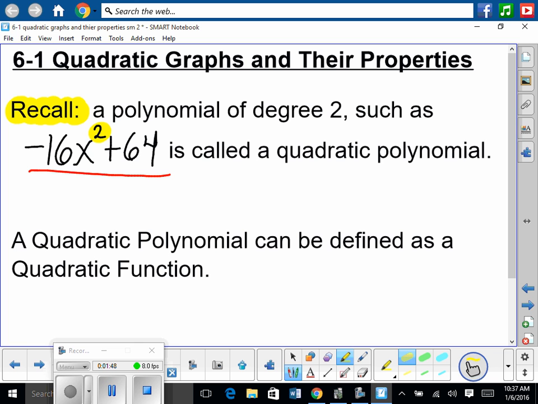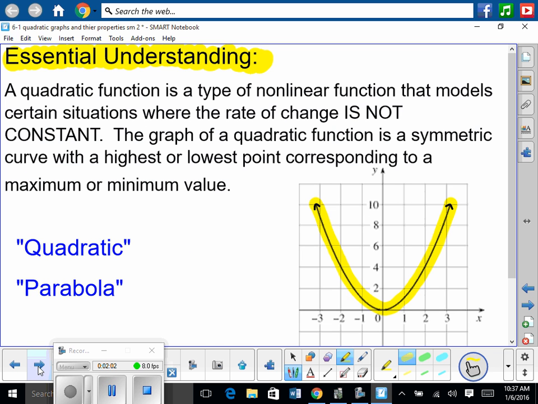So a quadratic polynomial, such as negative 16x squared plus 64, can also be defined as a quadratic function. So, in other words, a quadratic polynomial is a quadratic function. So in this unit, we're going to be dealing with degree 2. We're going to be dealing with quadratics as our highest degree. Okay, so some essential understandings about quadratics. We're kind of learning just all the basics about quadratics today.